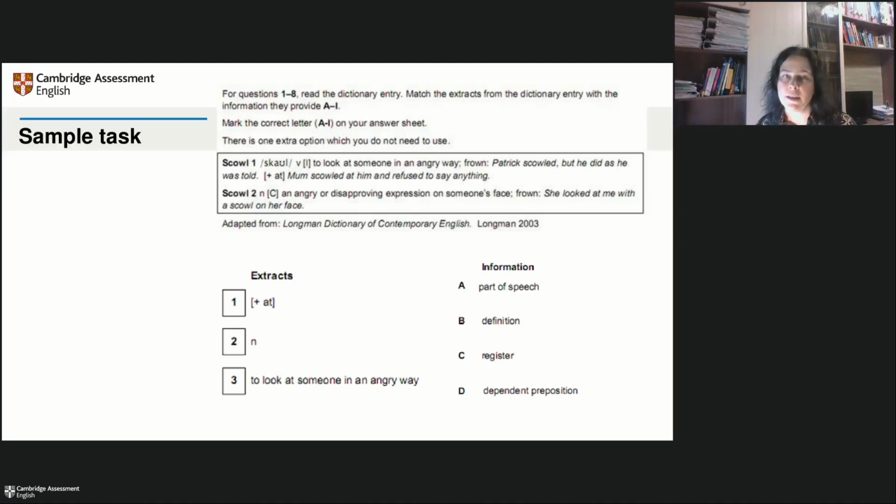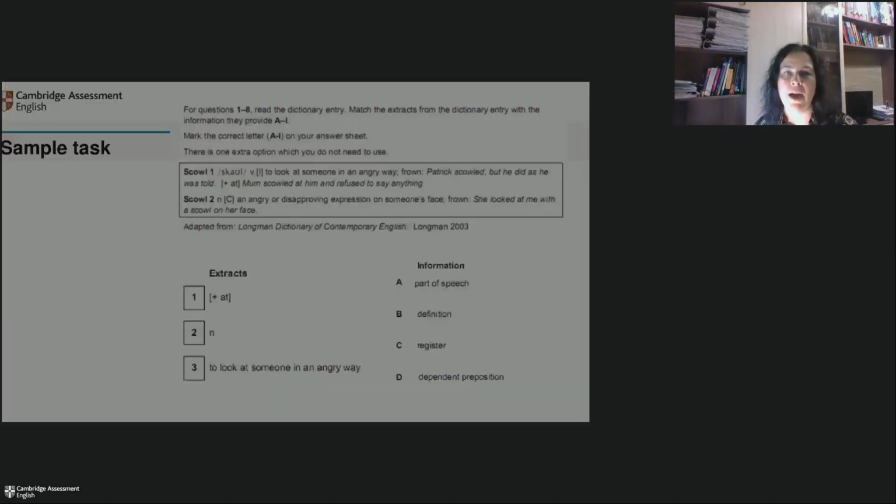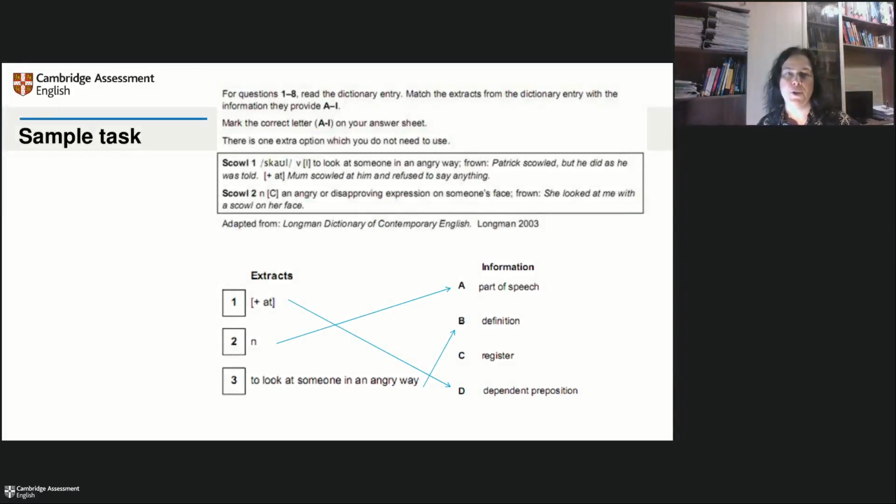So here we have at, for example. Is it a part of speech, definition, register, or dependent preposition? Yeah, good. Right. Okay. Great. Okay. So yeah, I'm revealing the answers. You can see that N stands for noun. It's a part of speech, obviously. Yeah. At is a dependent preposition, and 3 is a definition, obviously.